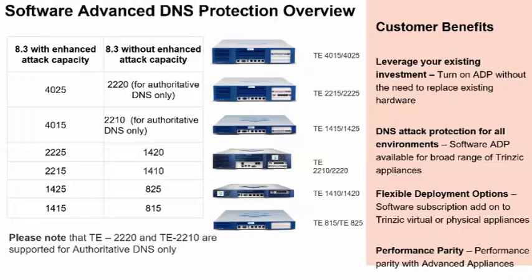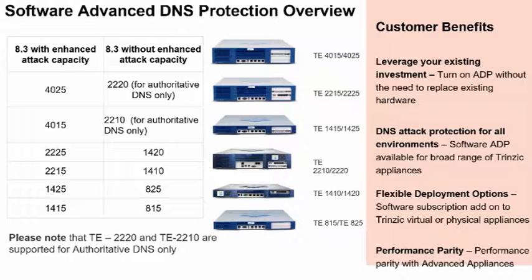The second advantage would be DNS attack protection for more environments. As I mentioned before, software ADP is available for a broader range of Trinsic appliances that provides protection for data which is on-prem. So either data can reside on-prem or in the cloud, or it could be hybrid, and ADP will provide protection against all of them. And then we have flexible deployment options, so software subscription add-on for Trinsic appliances, Trinsic virtual as well as physical appliances, and finally performance parity.